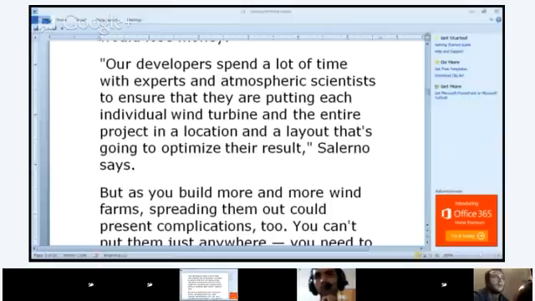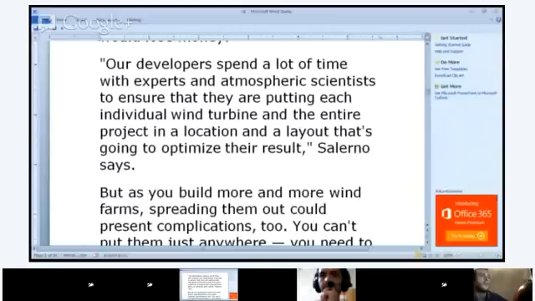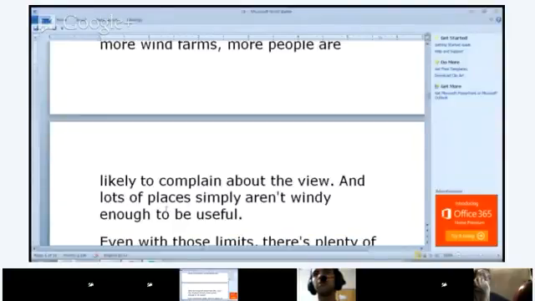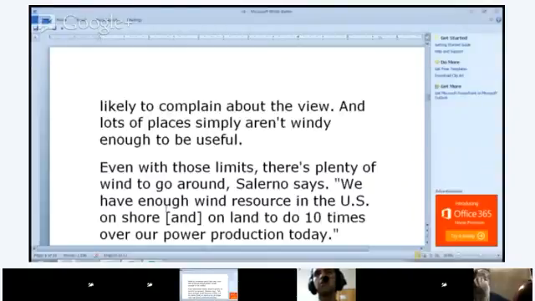Excellent job. Mina, are you there? Yes. Okay, could you read this, please? Sure. Our developers spent a lot of time with experts and atmospheric scientists to ensure that they are putting each individual wind turbine and the entire project in a location and a layout that's going to optimize the result, Salerno says. Okay, please continue. But as you build more and more wind farms, spreading them out could present complications too. You can't put them just anywhere. You need to have transmission lines reasonably close. For example, although you get more wind farms, more people are likely to complain about the view, and lots of places simply aren't windy enough to be useful.